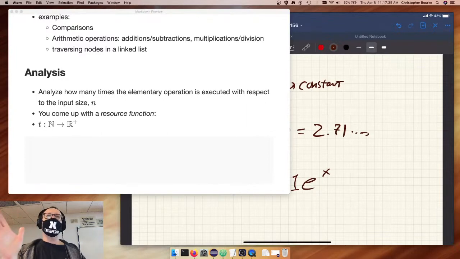N is the natural numbers: 0, 1, 2, 3, 4, 5. Why do we restrict the domain of this function over here to natural numbers? Because it's capturing an input size. Can you have a negatively sized input? Doesn't make any sense. Can you have an input size of 3.5 elements? No. So we're restricting our domain consideration to input sizes. The codomain is R plus. R is real numbers, but positive real numbers. So in other words, no negative numbers.